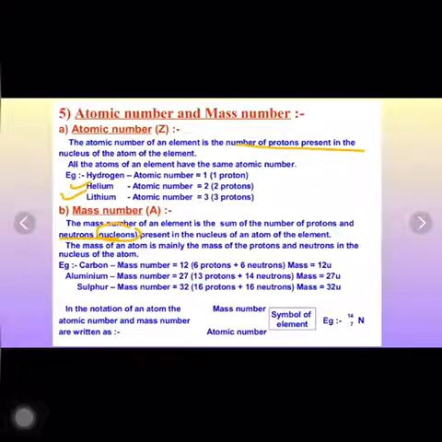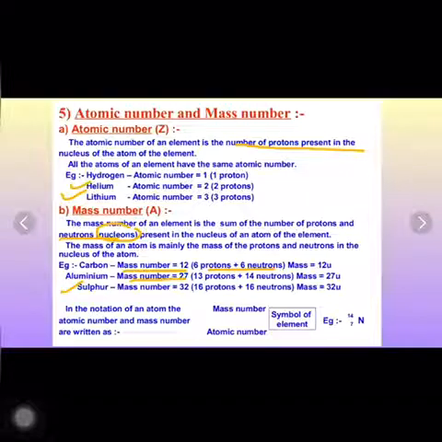For example, carbon has mass number 12 because it has 6 protons and 6 neutrons in it. Similarly, aluminium has mass number 27 because it has 13 protons and 14 neutrons in it. And similarly, you can see the case of sulfur, it has mass number 32. Now, the atomic number of an element, we know, is usually denoted by the letter Z, whereas the mass number is represented by the letter A.